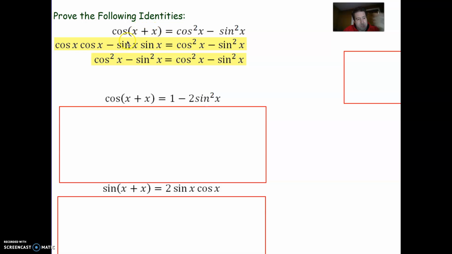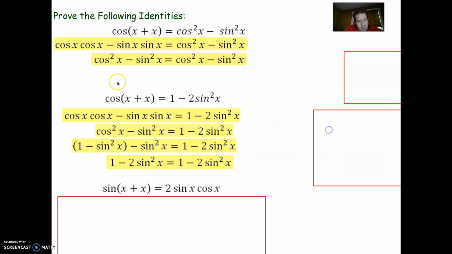So cosine of x plus x, that's cosine of x times cosine of x minus sine of x times sine of x. So this is cosine squared x, and this is sine squared x. And then these two things are the same thing as this. So anytime you have double angles, that's going to be the same thing as this. Or you could say double angles is also the same thing as this, because you get the exact same information here, which is the same information here.